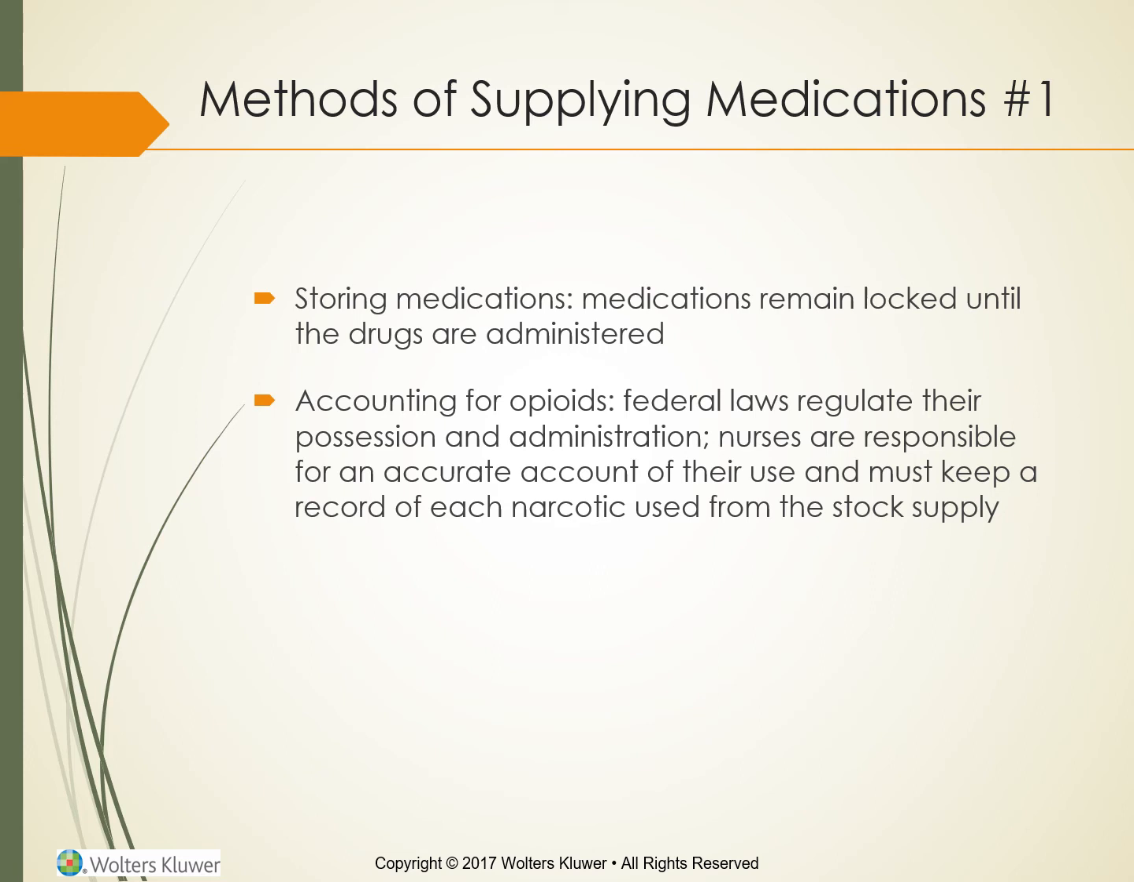Nurses count controlled substances regularly, usually at each change of shift. One nurse counts the number in the supply while another checks the record of their administration or amounts that have been wasted. Both counts must agree, with inconsistencies accounted for as soon as possible.